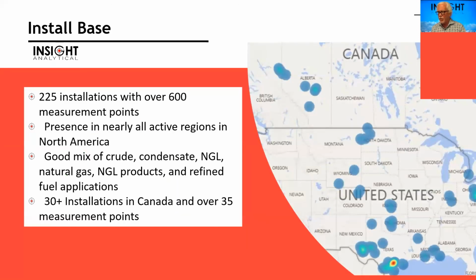This slide's a little bit old, probably should be updated. There's probably more than 225 installations and 600 measurement points across North America now. But analyzers are present in every active drilling region and basin across North America. They're active on a lot of the major pipelines.